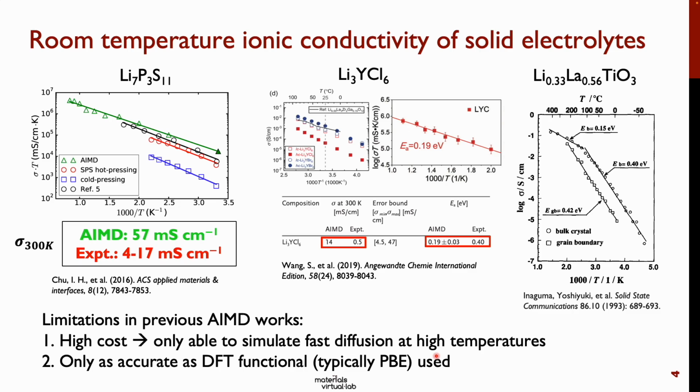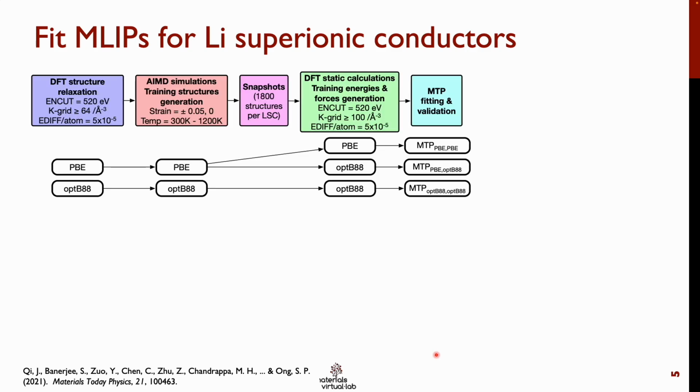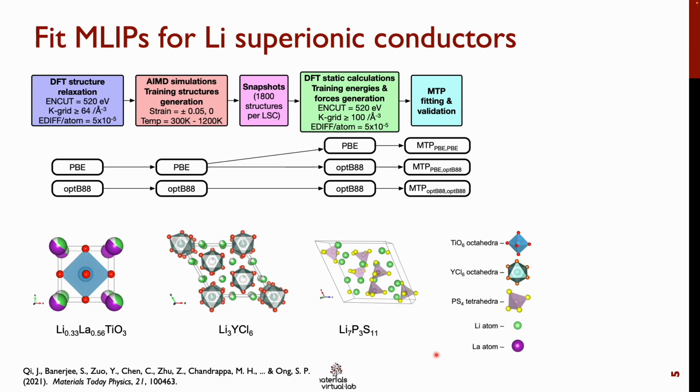To tackle these two challenges, we use this workflow to train machine learning interatomic potentials for these three superionic conductor systems: lithium lanthanum titanium oxide, LYC, and LPS. In this workflow, we first do DFT relaxation to get the ground state structure for these three lithium superionic conductors. Here we consider two DFT functionals, the PBE functional and also the OPTB88 functional, which incorporates the van der Waals interactions into the functional form.